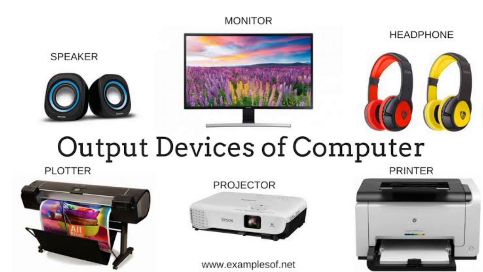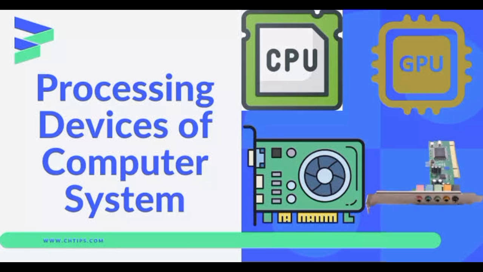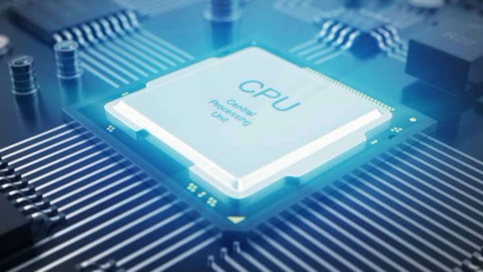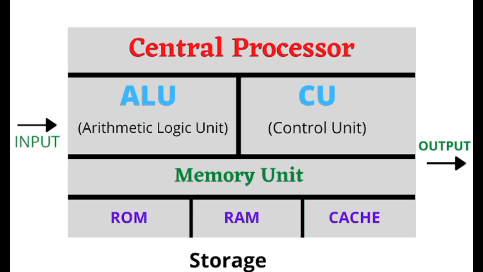The next one is the processing device, which is the CPU, called the central processing unit, which handles information processing, calculation, and control tasks. It is also considered the brain of the computer, as it performs all types of data operation. It also has 3 components, which are the memory or storage unit, the control unit, and the arithmetic unit.